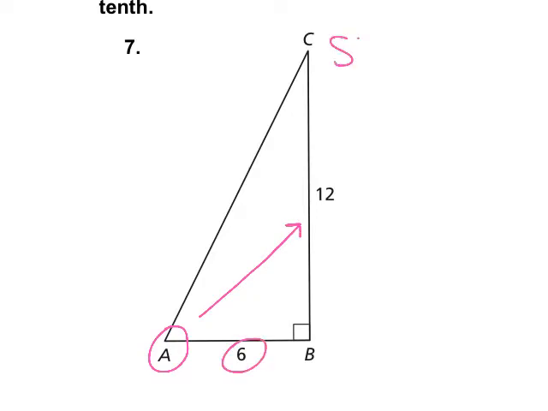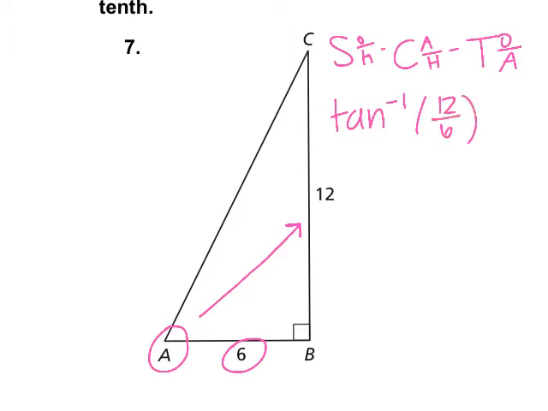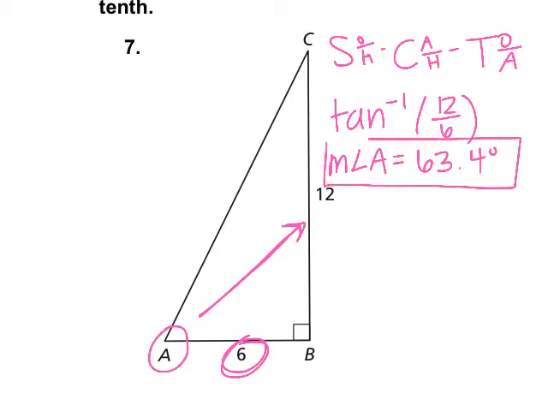I know from SOHCAHTOA that opposite over adjacent is tangent. So I need the tangent inverse of 12 over 6, because that would be my opposite over my adjacent. So the measure of angle A is equal to 63.4 degrees when you plug that into your calculator.